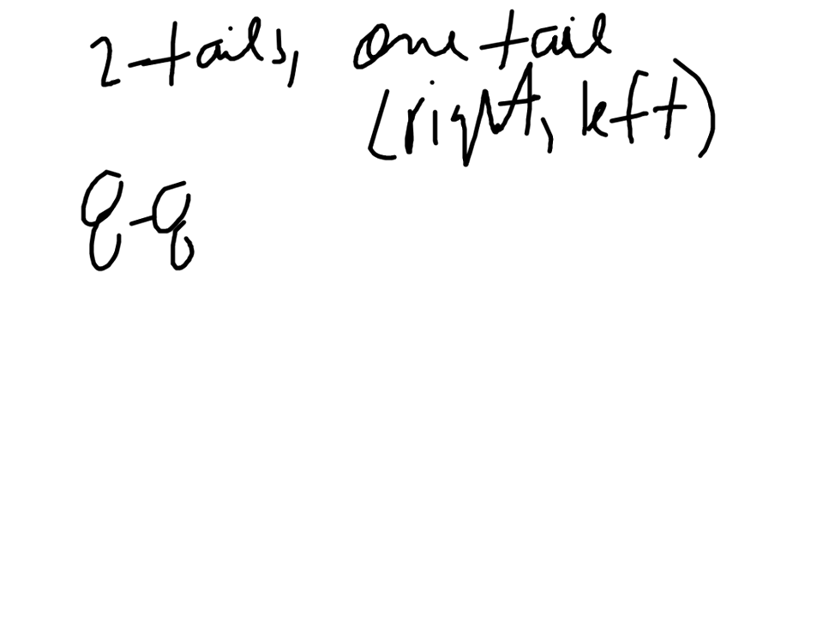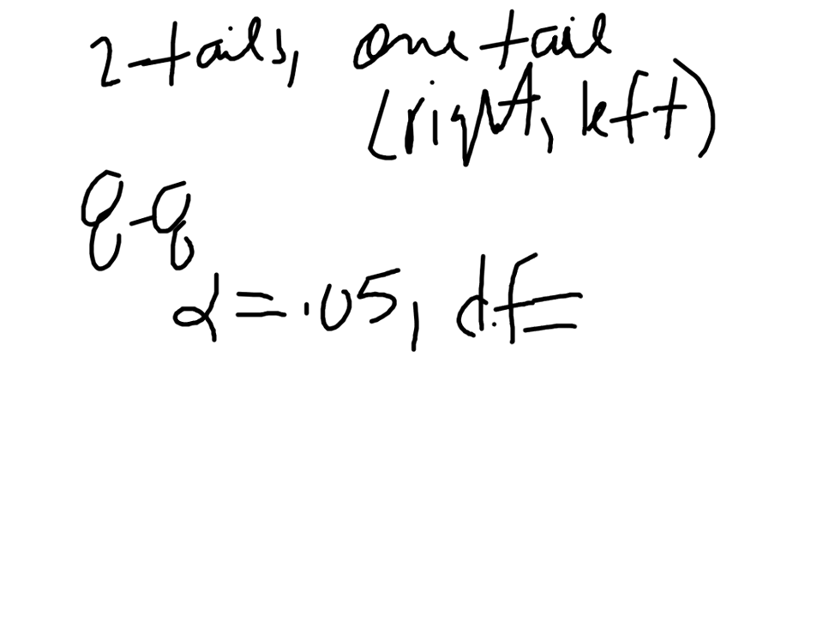Example 8.8 on the bottom of page 442 says find the critical t-value. We've got an alpha equals 0.05. You don't really need to draw this, but it's helpful. And then they've already given us the degrees of freedom, so they're telling us the degrees of freedom is 16, and they're also telling us right tail.